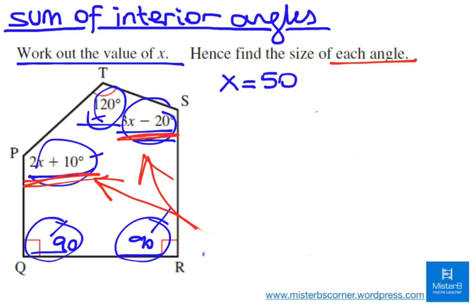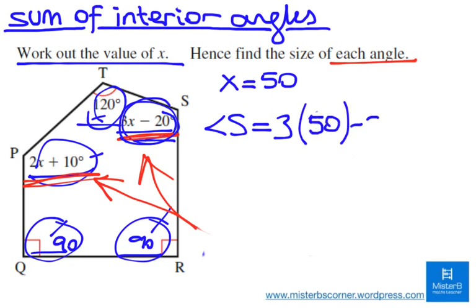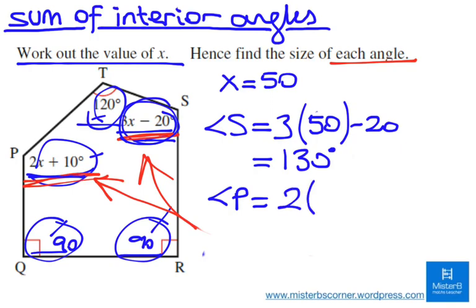Right, so I have angle S being here 3x minus 20, so it's 3 times 50 minus 20, which will be 150 minus 20, which is 130 degrees. And for angle P here, that's 2x plus 10, so it's 2 times 50 plus 10. So I'll end up with 2 times 50 is 100 plus 10, 110 degrees.